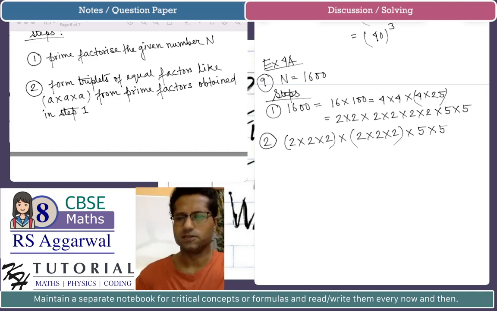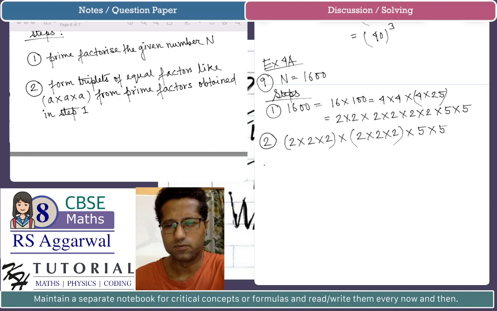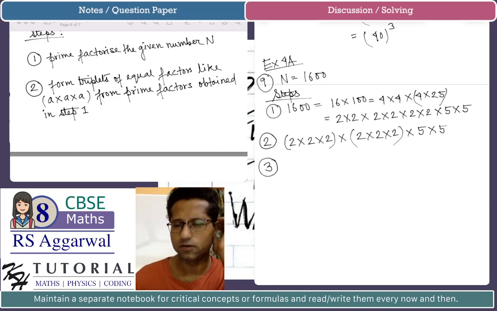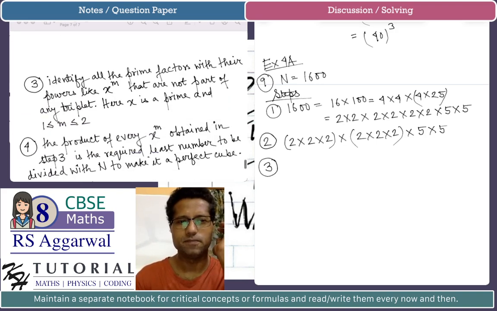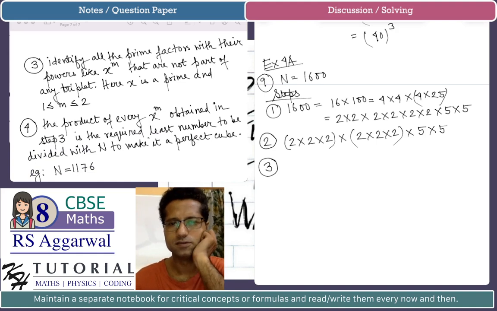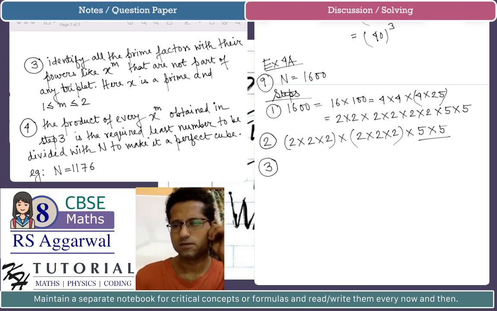I form the triplets. Okay, now from step 2, I have to identify, so what is step 3? Identify all the prime factors with their powers like x to the power m that are not part of any triplet. So basically I have to identify all the prime factors that are not part of any triplet, which is this one.